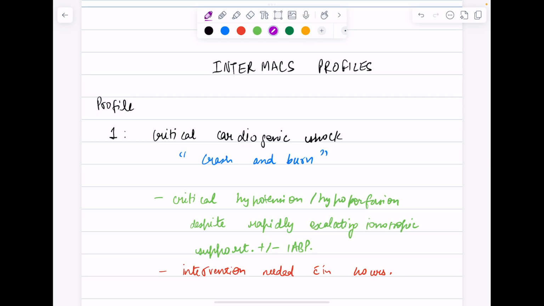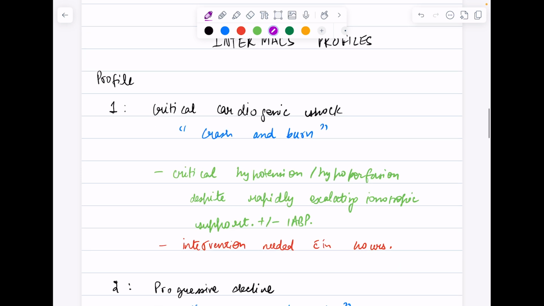Okay, so finally, let's discuss the INTERMACS profiles. These profiles were developed initially because there was a need to further characterize these advanced heart failure patients, to prognosticate them and also decide on what temporary escalation in mechanical circulatory support or need for heart transplant or VADs was needed. This is defined as profiles 1 to 7, and then there are three modifiers that can be used.